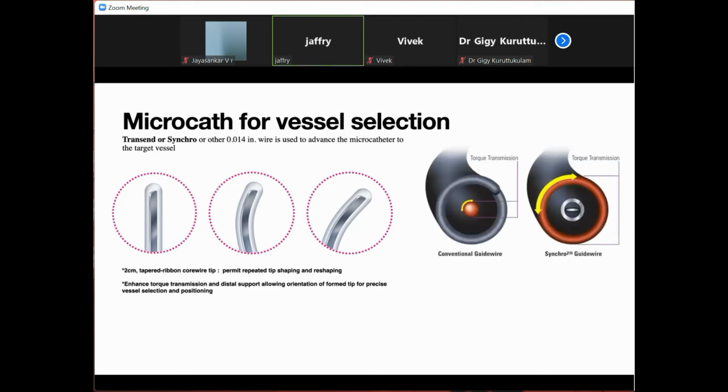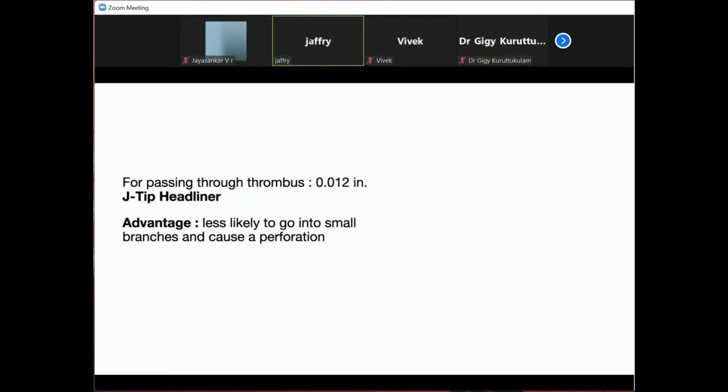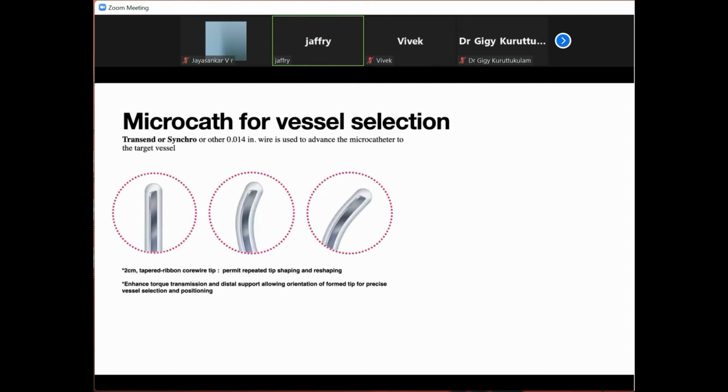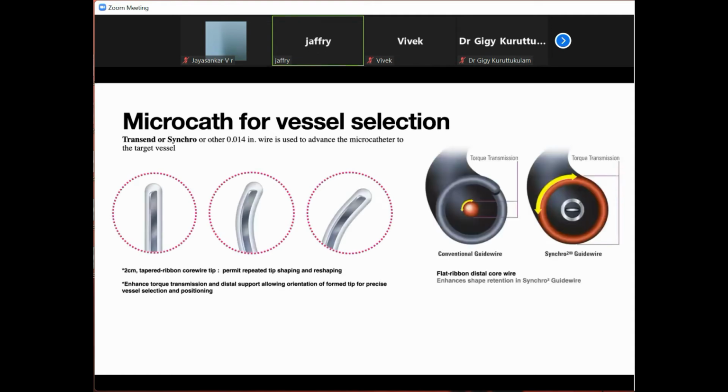This is the synchro wire. We can see the difference between a regular guide wire versus this synchro wire. Here also, this has a flat ribbon distal core, which enhances the shape retention and gives adequate torque while negotiating.